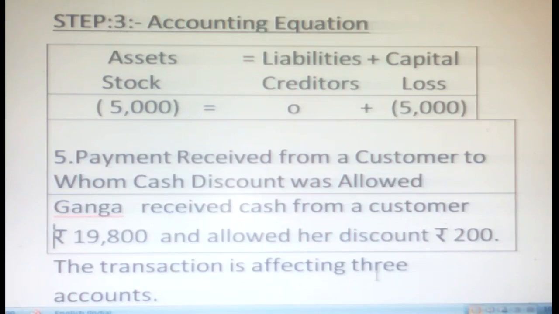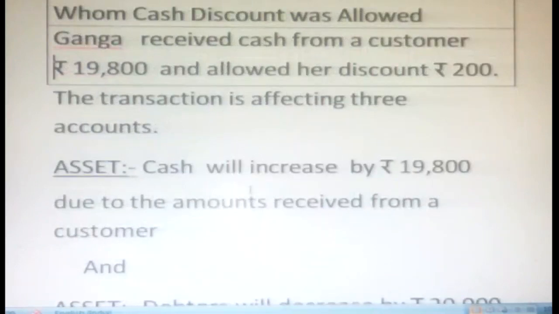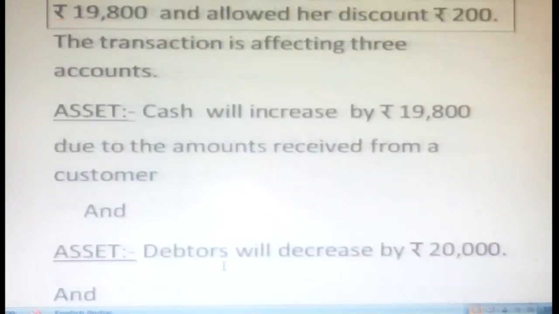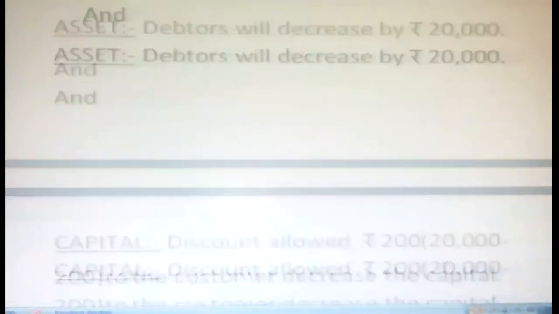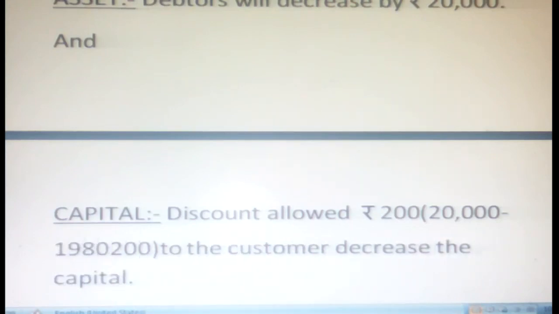So what are the accounts affected here? This transaction is affecting 3 accounts. What is number 1? As an asset, cash will increase by 19,800 because we got cash. How much we got? 19,800, due to the amount received from a customer. The second one is what? Asset, debtors will decrease by 20,000. Once the debtors give the money, automatically the debtor balance will decrease, 20,000. Then you want to show the 200. There you have to show that discount allowed 200. How did you get 200? 20,000 minus 19,800.